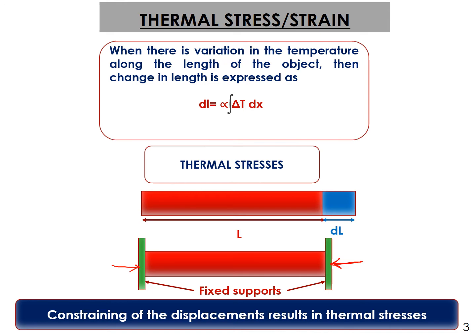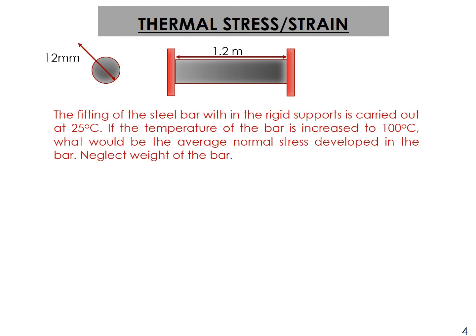So let's move ahead. Let's take an example. So this is a bar of length 1.2 meters. Now this bar has been supported by rigid supports from both the ends. The cross section of the bar is circular of 12 mm diameter. And let's see what else is given to us. So this is the situation. The fitting of the steel bar. So the material of the bar is steel. So it is ductile. It means there will be an extension.